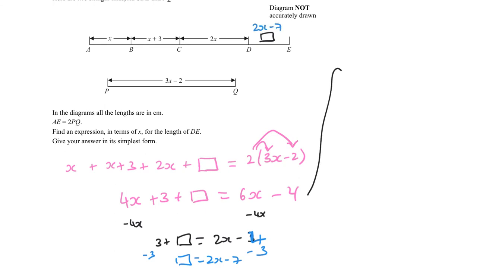Or way number two, 4x plus 3 plus something equals 6x minus 4. Now 6x is the same as 4x plus 2x, right?